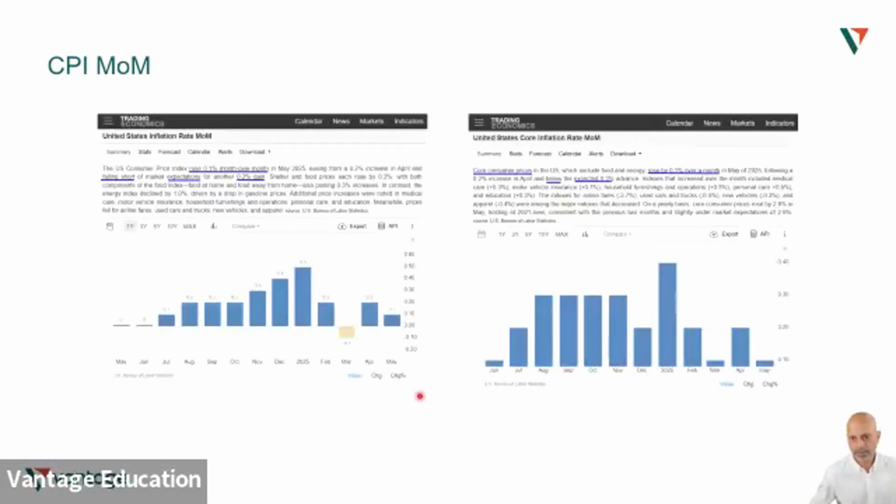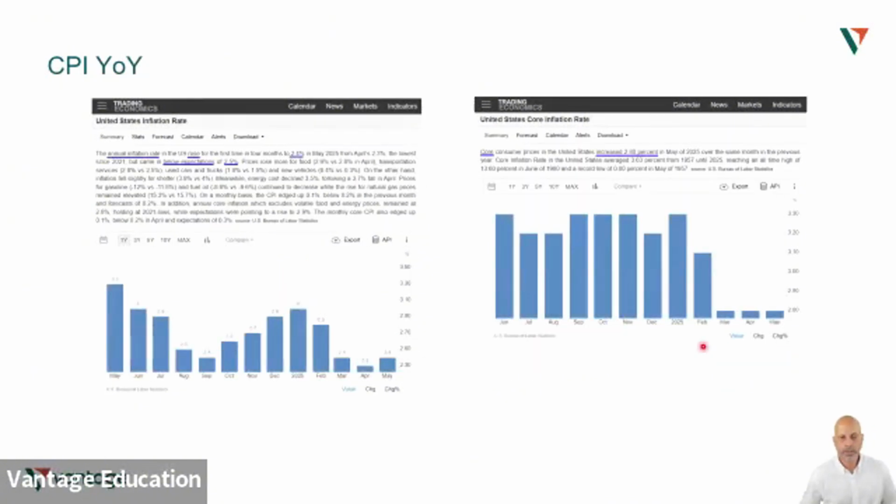Now, on a monthly basis, we can see that in the last quarter of 2024, headline CPI was rising strongly before easing in February and even posting a deflationary reading in March. Core CPI as well was rising strongly on a monthly basis in the second half of 2024 before slightly easing off from February onwards.